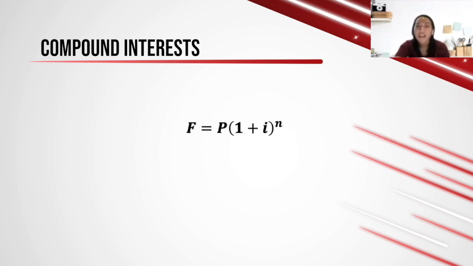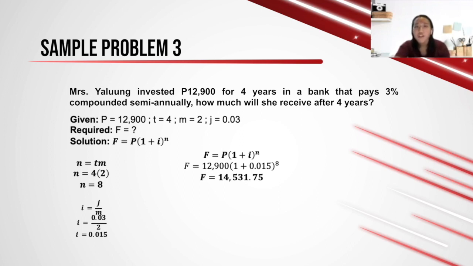The formula to find the future value of a compound interest is given by F is equal to P times 1 plus I raised to N. Now we can look at this sample problem. If Mrs. Yalong invested 12,900 pesos for 4 years in a bank that pays 3% compounded semi-annually, how much will she receive after 4 years?